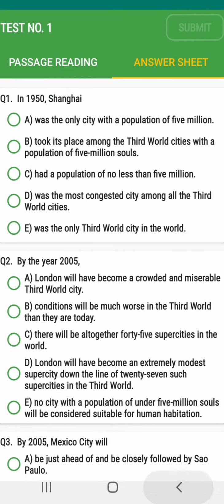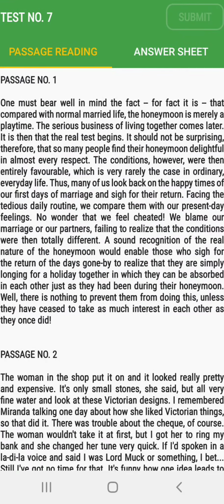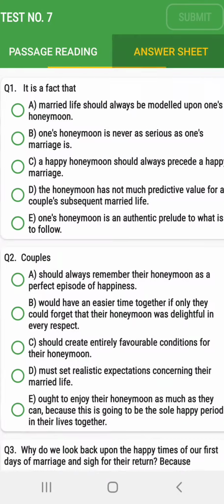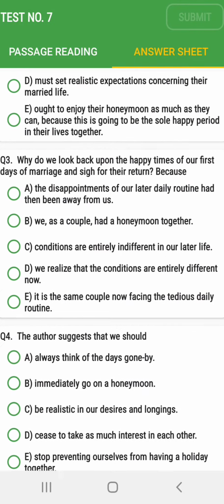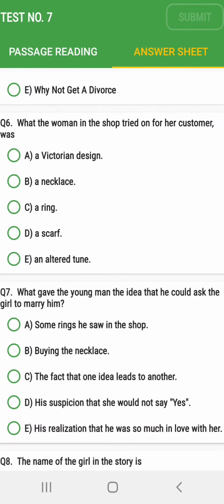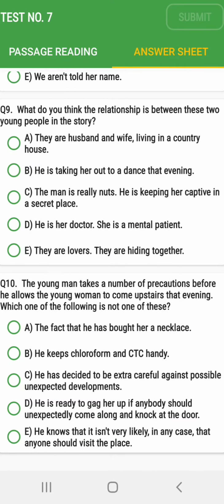I really like this app. Here is another one. Yes, so I really like this app. Now I'm gonna show you the other app.